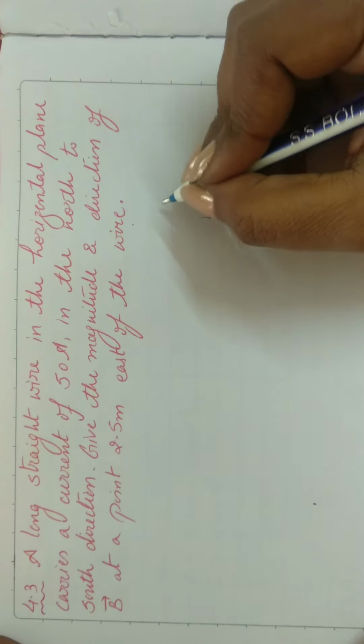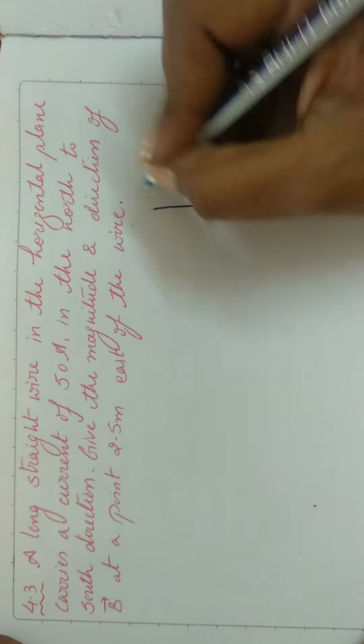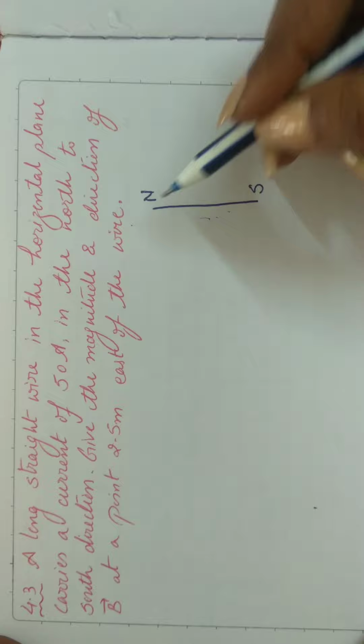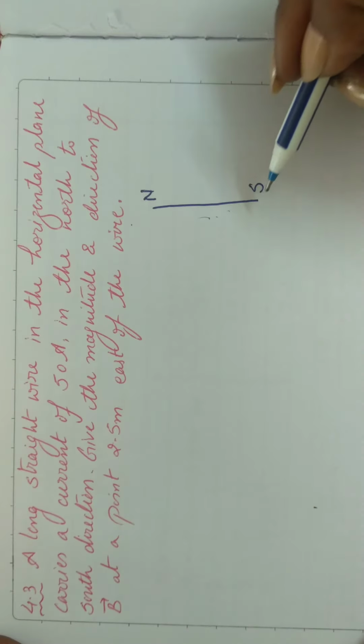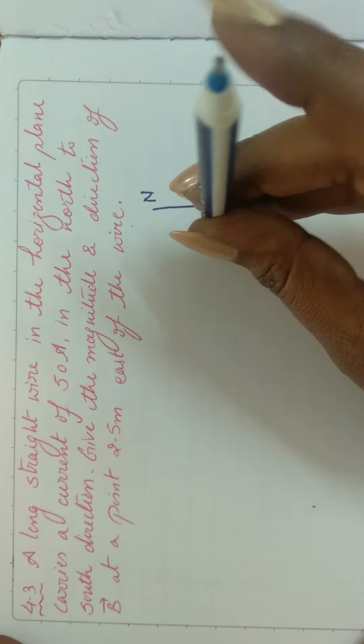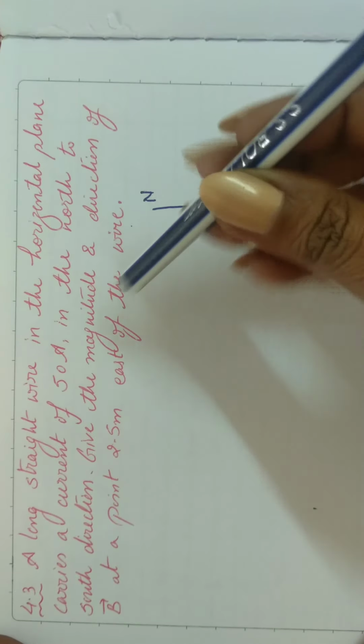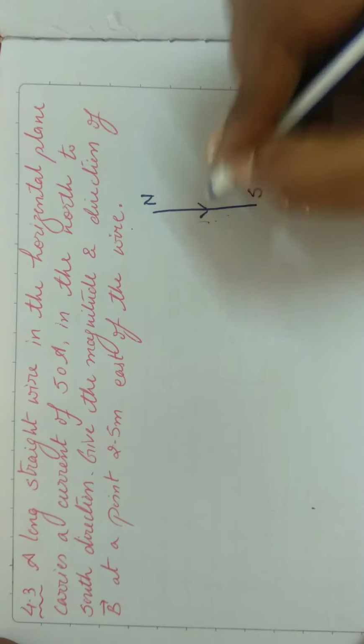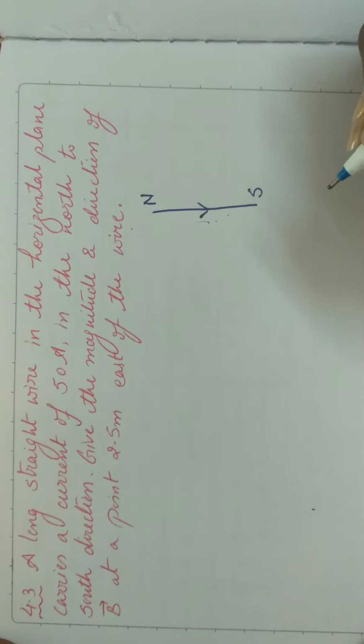So first of all, I'll just draw the figure. Suppose this is north and this is south. The north point actually is behind the plane of the page and the south point is actually here like this. So this point is north and this point is south, but as it is in horizontal plane we have placed it like this. Now direction of current is from north to south. So this is the direction of current.